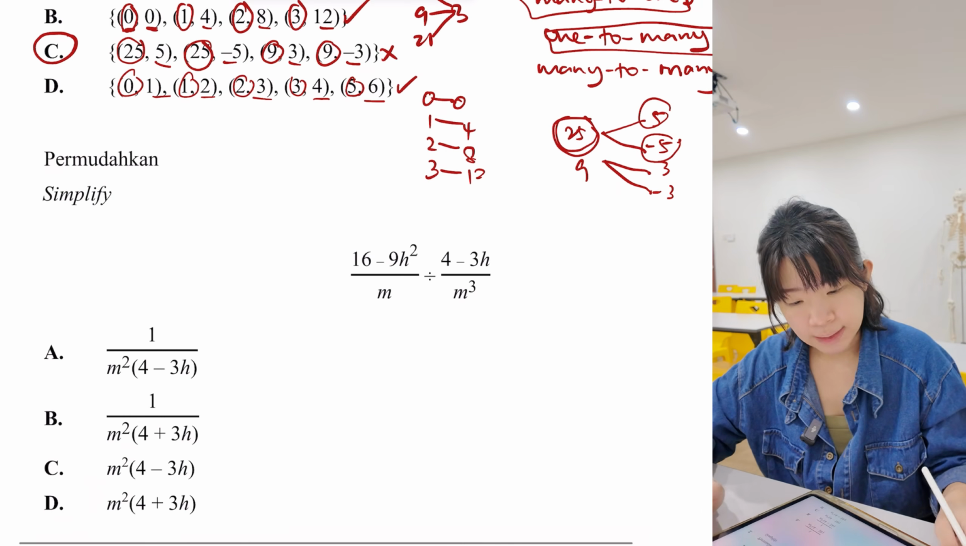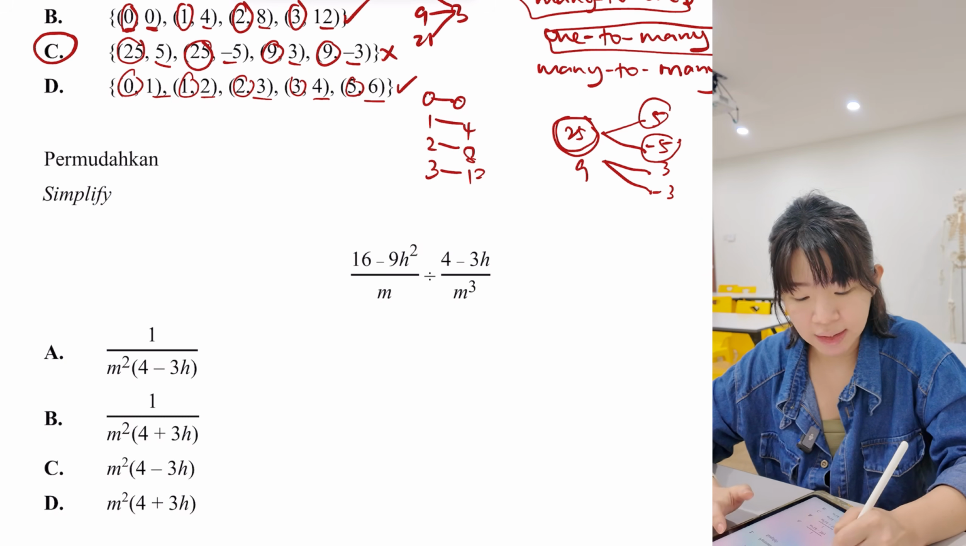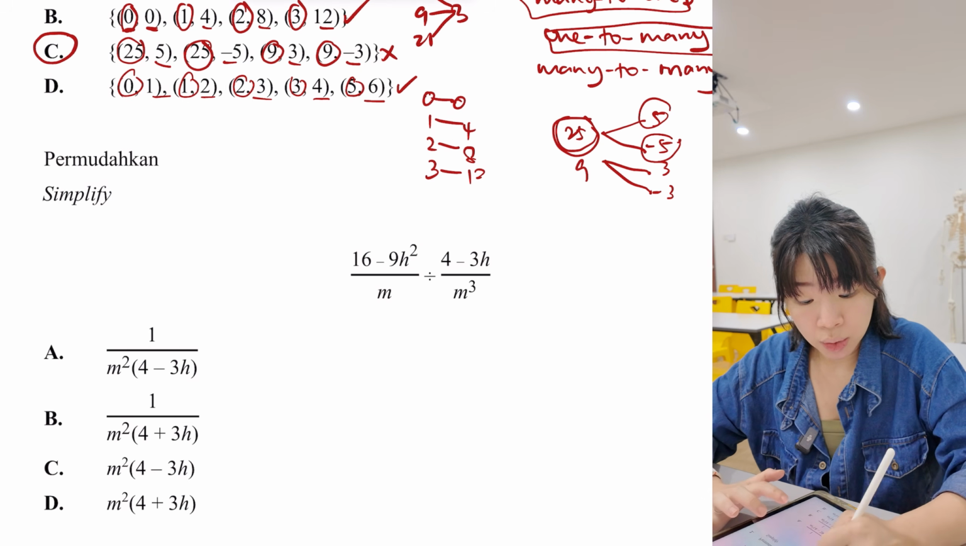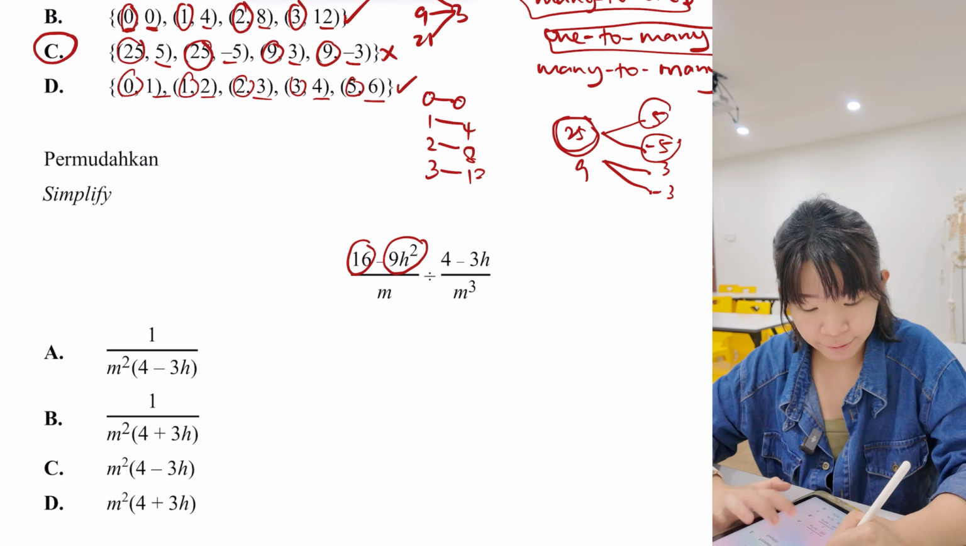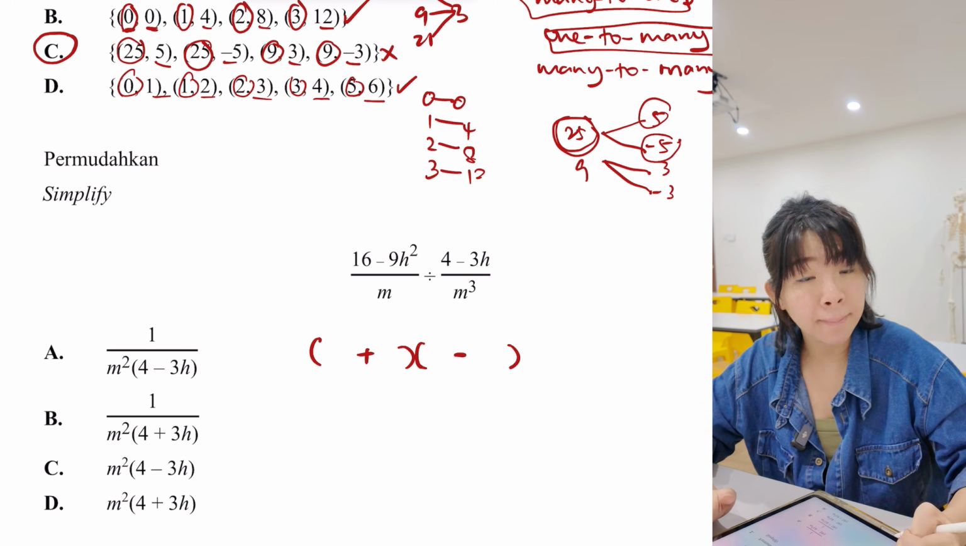Okay, so number 2, simplify this. Now what we have to do here is we must factorize. Okay, you check, can we factorize this? Open bracket, factorkan. So these two terms, we call it perfect square, and in the middle, minus. So when you see perfect square minus perfect square, we can open 2 brackets, 1 plus 1 minus.